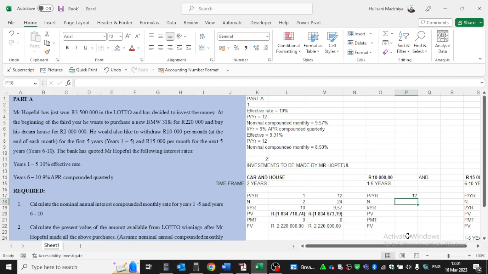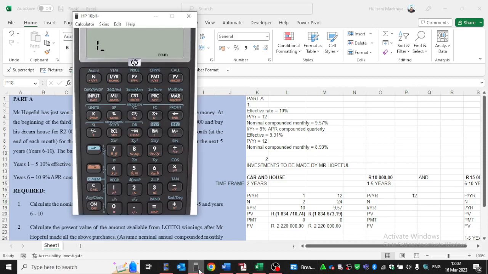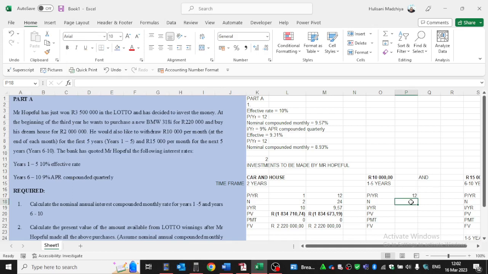So therefore our n will be 5 years multiplied by 12. So we're going to say 5 multiplied by 12, giving you 60. So we're going to have 60, and what about your I? Your I here is 9.57, and then do you have any present value that you're making? That's what we're looking for. PMT, yes, he's going to be withdrawing 10,000 every month, so that's a minus 10,000.